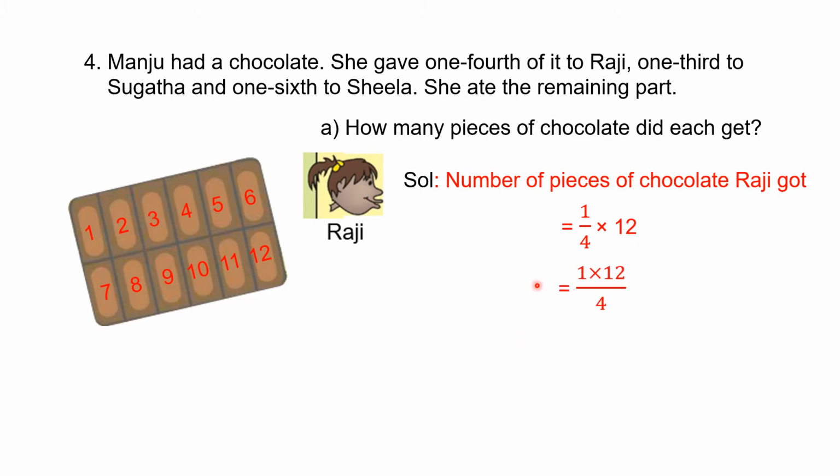Let us multiply the numerators. 1 multiplied by 12 divided by 4. 1 multiplied by 12 is 12 divided by 4. We know that 4 3s are 12. So 12 by 4 equals 3. So Raji got 3 pieces of chocolate.